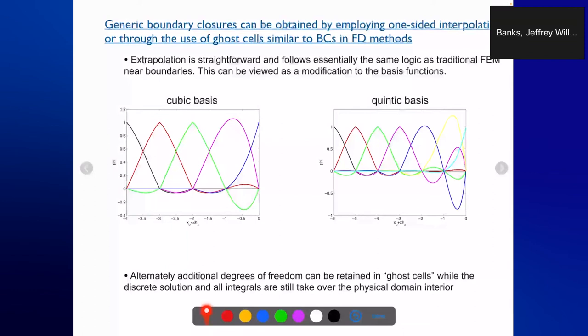So here's an example of the cubic basis functions and the quintic basis function. And you see, I've got these translation invariant things going along. And then all of a sudden, when I get near the boundary, the basis functions get a little bit stranger, which is fine. Again, I implement this in my codes using what I call ghost cells. It doesn't have to be that way. Jason Hicken, for instance, doesn't implement it that way. We'll see a little bit about that in a bit.